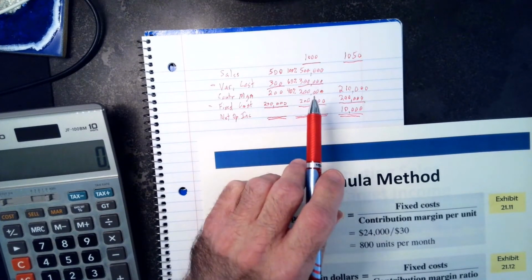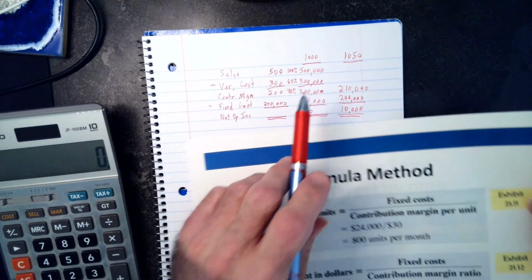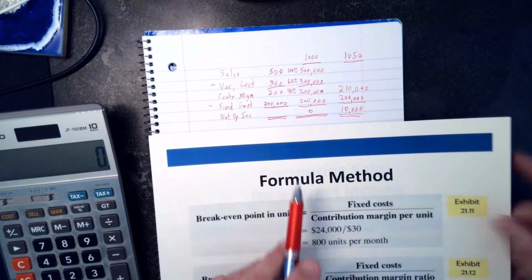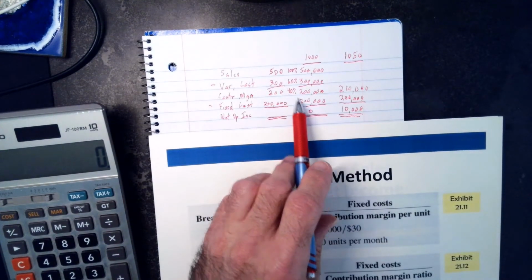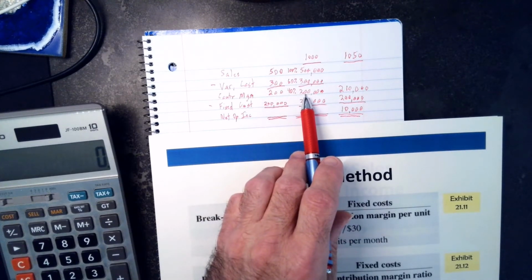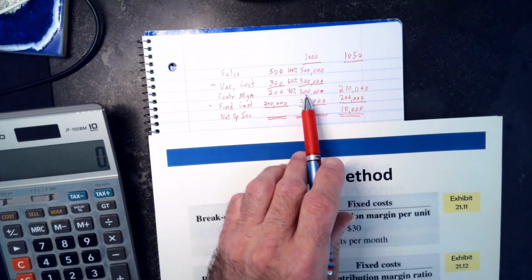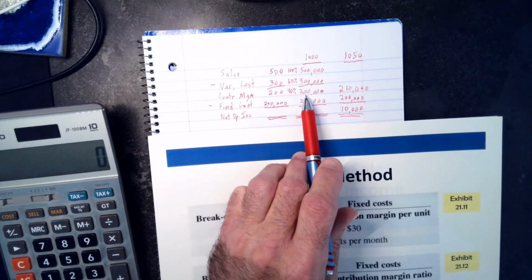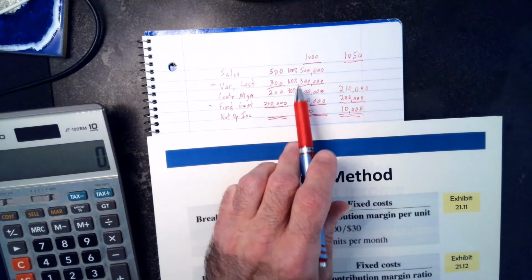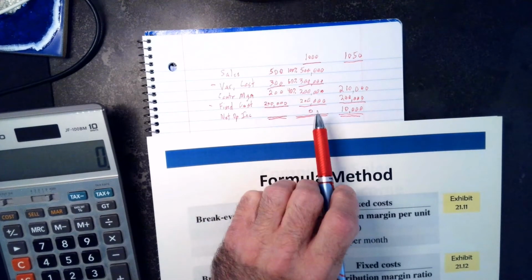Let me go through that again. According to the formula here, if I take fixed cost divided by the contribution margin ratio, if I do 200,000 divided by 40%, I get 500,000. But if I do the same thing with contribution margin, which is the same dollar amount, and divide contribution margin total by the contribution margin ratio, I get 500,000.